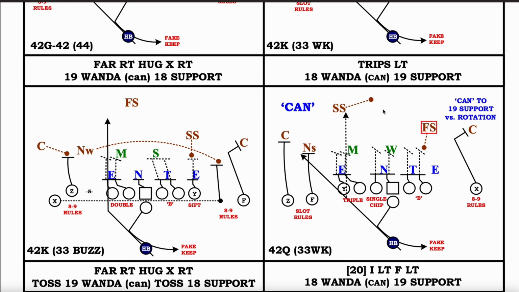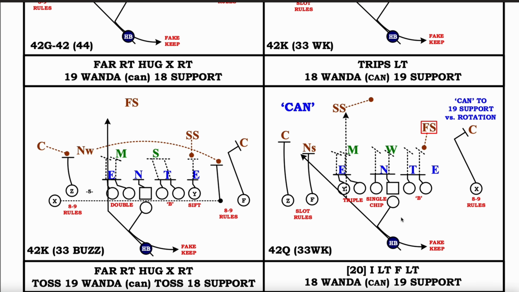And we can see it right here. This is when they would CAN it. You want to CAN it to 19 support versus rotation. So the original play call was 18 Wanda. If they can run Wanda here, they want to run Wanda. You can kind of see that in the left one right here. There's no need to CAN it, so they're going to keep their Wanda call.